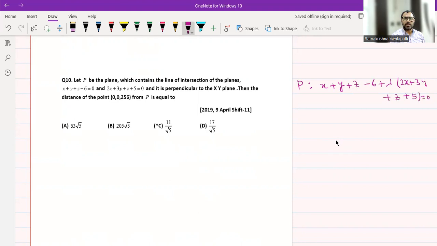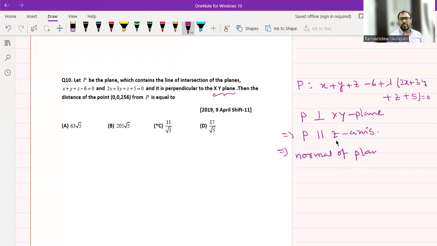Now it is perpendicular to the xy plane. Perpendicular to the xy plane means parallel to the z axis. So plane P is perpendicular to the xy plane, which means that the plane is parallel to the z axis. Plane parallel to the z axis means the normal of plane P is perpendicular to the z axis. That's it.